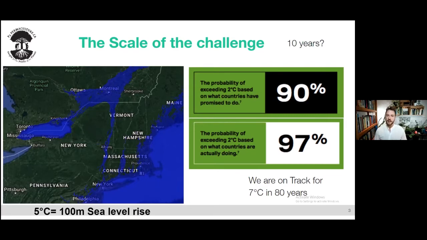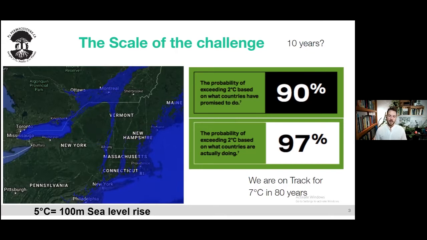The unfortunate reality is that we're on track today, with the way that we're going, with not business as usual, because we've increased emissions beyond business as usual, but we are on track right now for a 7 degrees Celsius increase within the next 80 years. There isn't actually even very solid data of what 7 degrees warmer average temperature looks like, but there is some data for 5 degrees Celsius.